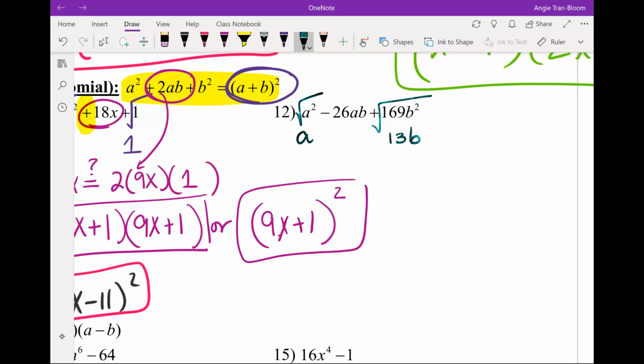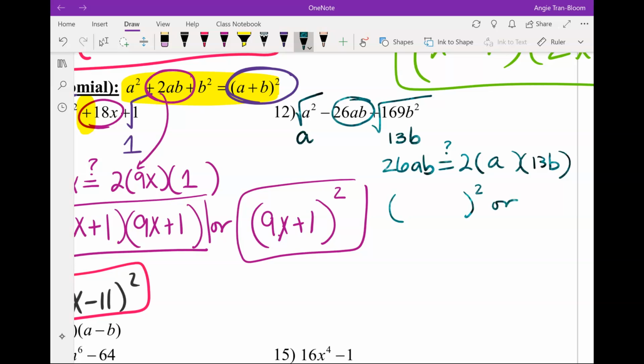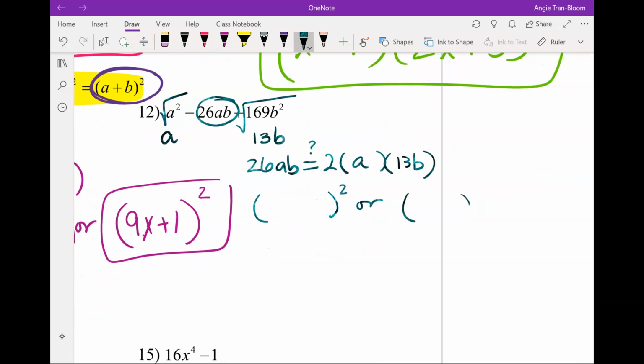Now we have to check, right? What's your middle term? 26ab. Now that minus sign right there in front of 26ab determines what? The negative or positive inside the factors. So here we go. True or false? 26ab equals 2 times what times what? A and 13b. True or false? Yes. So if it's yes, you can straight up write your answer as a quantity squared, or you can write it twice.